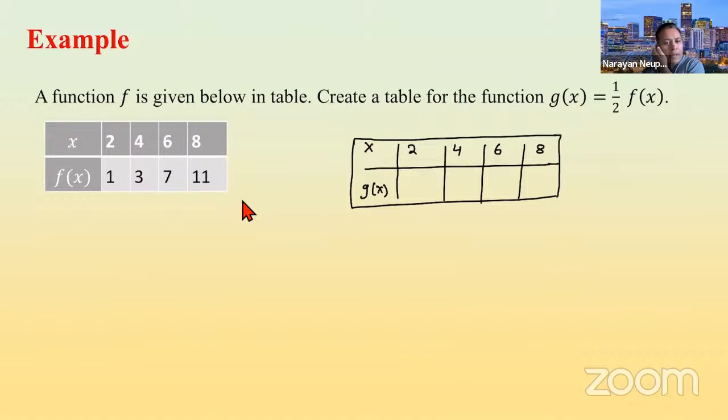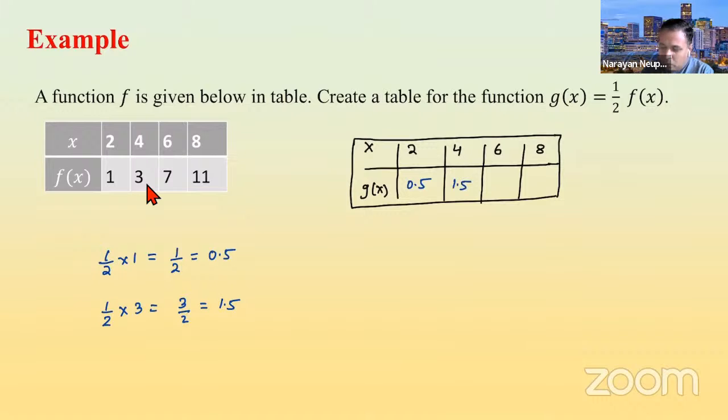So for example, look at the first value here. First value is 1. We need half of 1, half of f of X. So half of 1, which is the same as 1 divided by 2, or 0.5. Next value is 3. So we need half of 3, which is 3 divided by 2. And when you divide 3 by 2, it is 1.5.